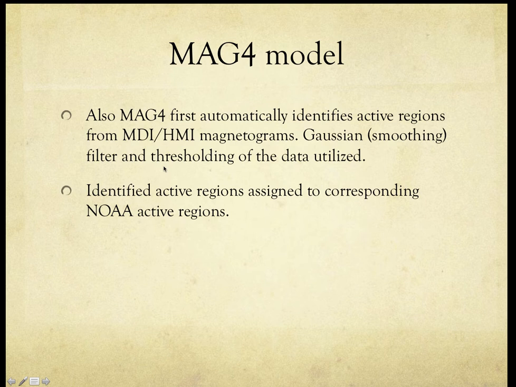So how the model works. Also, MAG4 starts with the automated pattern recognition or image processing part, where it identifies active regions from MDI and now more lately from SDO HMI magnetograms. It uses image processing techniques such as Gaussian smoothing operations to the imagery and thresholding to extract these active regions from the MDI or HMI magnetograms. And once the active regions have been identified, the model assigns them to corresponding NOAA active regions that have been assigned by the NOAA Space Weather Prediction Center folks. So let's go to the next one.